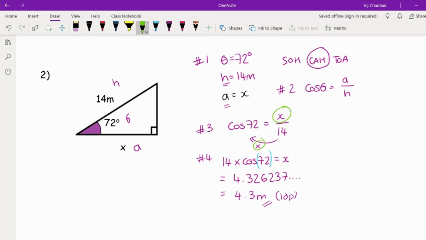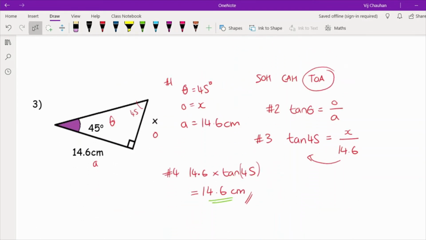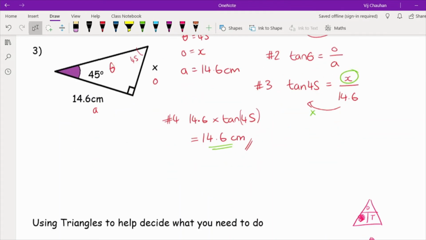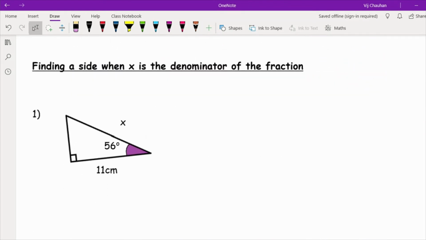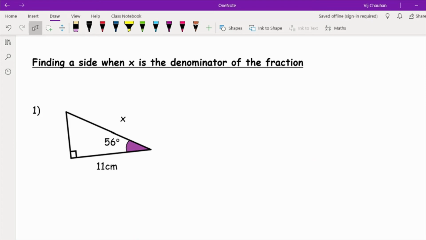And like I said, when it came to the 3rd example, again, X was at the top, and we eventually multiplied. Now the question is, what happens when X is at the bottom? Which leads us nicely into our next set of examples. And this is finding a side when X is the denominator of the fraction.